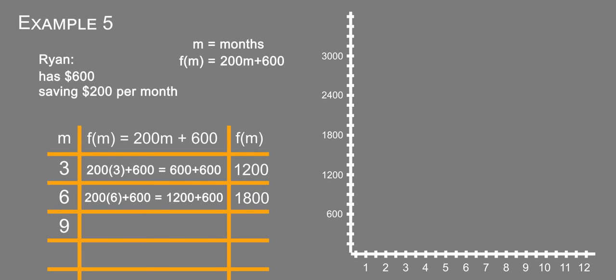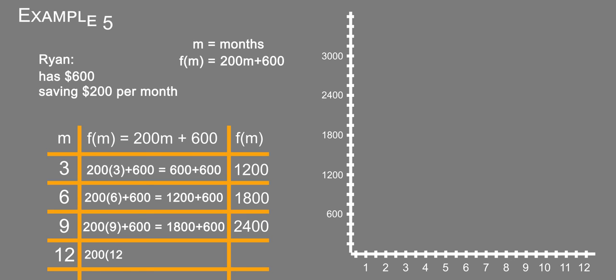At 9 months, we have 200 times 9 plus 600, which equals 1800 plus 600, which equals 2400. And then 200 times 12 plus 600, we have 2400 plus 600, which equals 3,000. So I went ahead and extended the vertical axis to where we get up to the amount saved in 12 months. And now we simply plot the points that we determined.